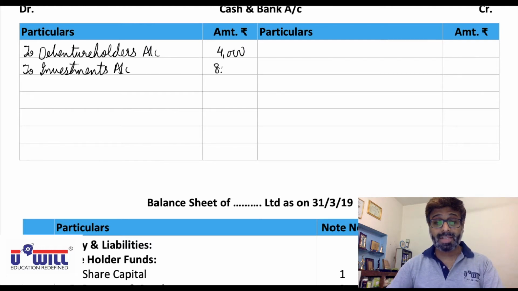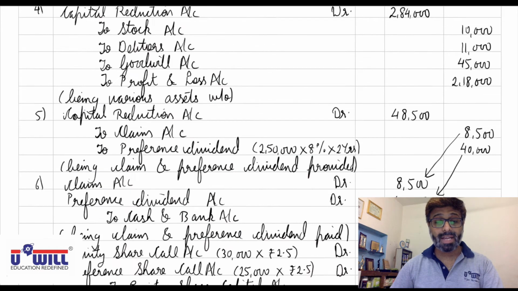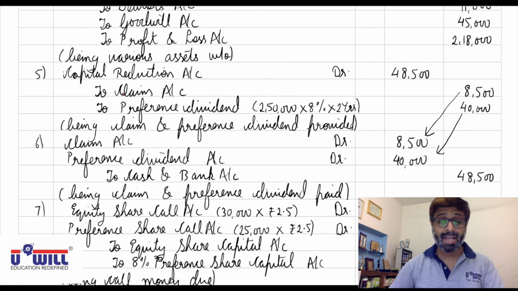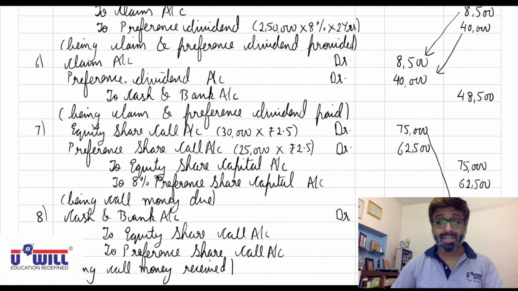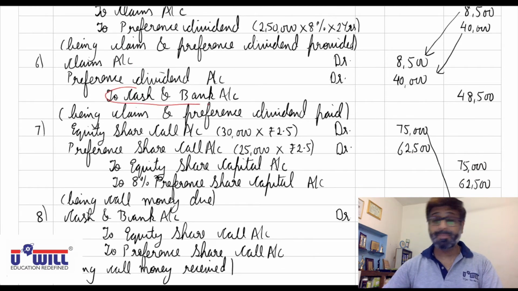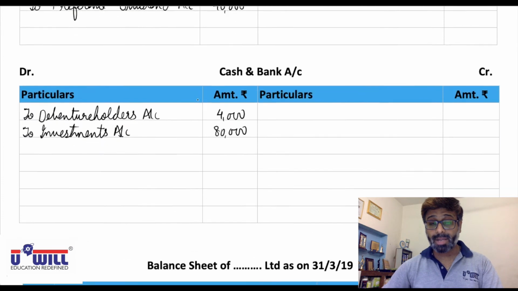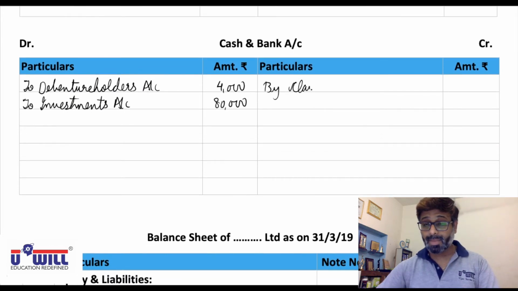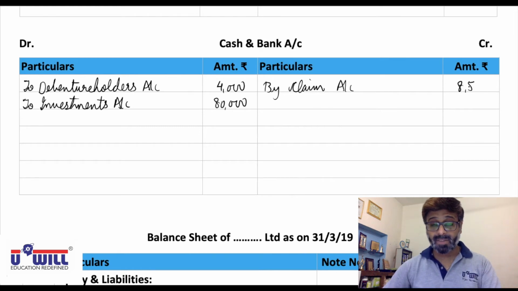Then after that, fourth entry has no cash and bank. Fifth entry has no cash and bank. Sixth entry has it. We have credited cash and bank with 48,500. So cash and bank credits at both the opposite accounts. By claim account 8,500, we have paid for claim 8,500. By preference dividend account 40,000, we have paid for preference dividend 40,000.